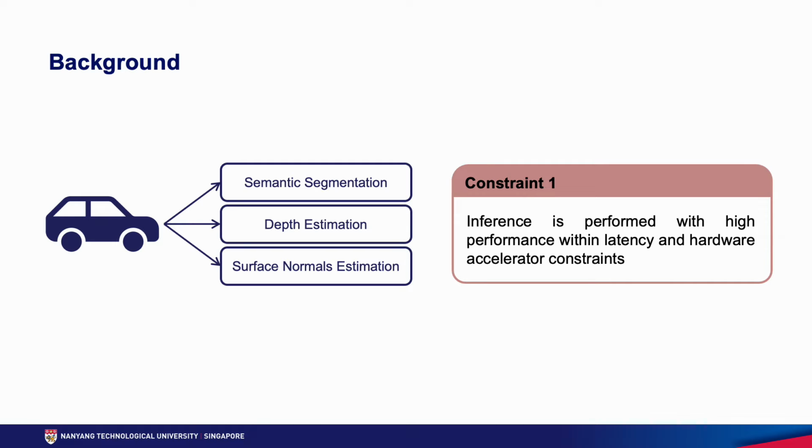Also, there are latency and hardware accelerator constraints. Given the hardware accelerator in the vehicle, how do you make sure that the prediction is fast enough so that, let's say when there are people around the vehicle, you can have the prediction immediately so that the vehicle can make a decision to not endanger the people around it?